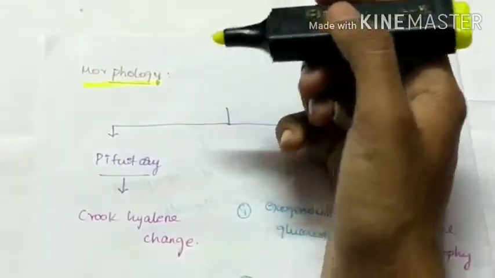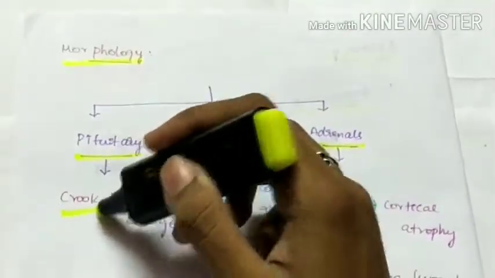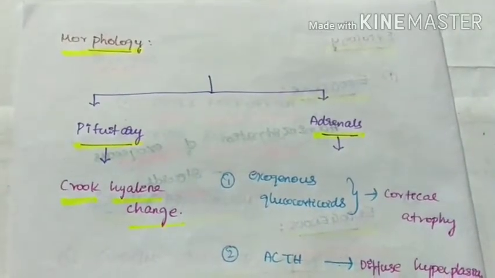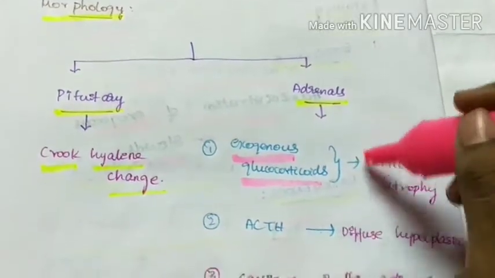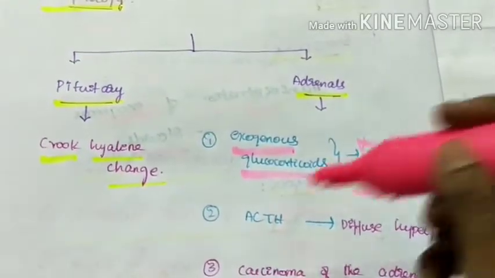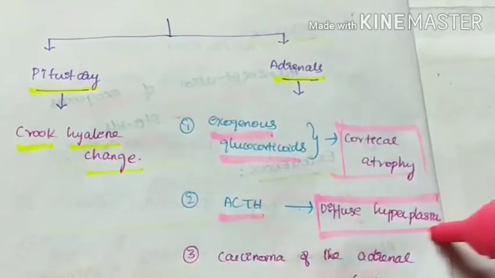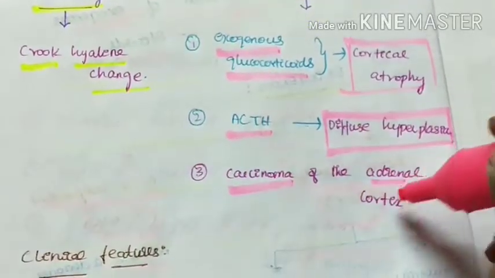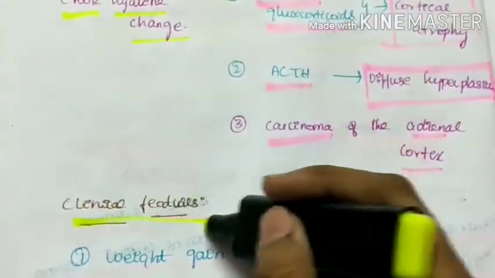Morphology of Cushing's disease. Morphology of pituitary and the adrenal glands. So the pituitary has Crooke hyaline change, and the adrenal morphology. In case of exogenous glucocorticoids, there is cortical atrophy. In case of ACTH dependent cases, there is diffuse hyperplasia of the adrenal cortex, and there can be carcinoma of the adrenal cortex.